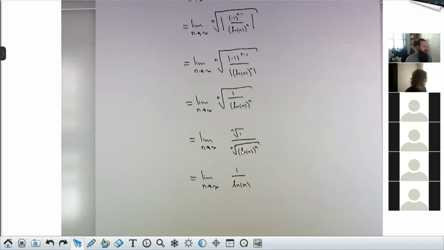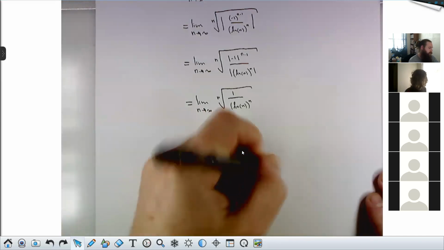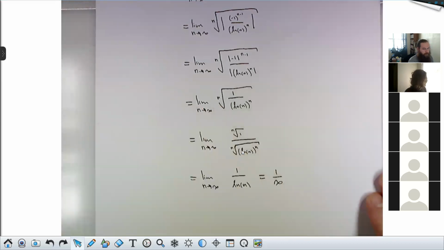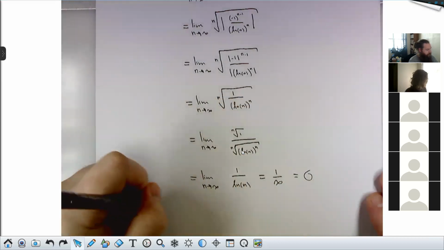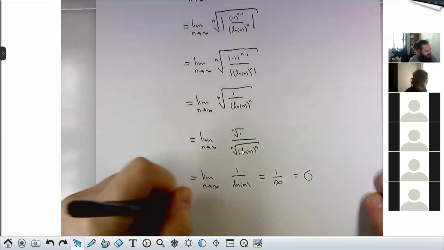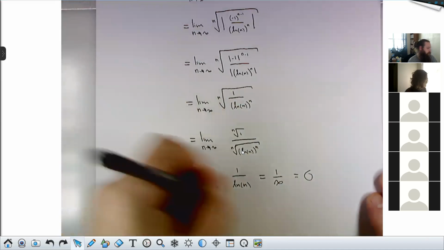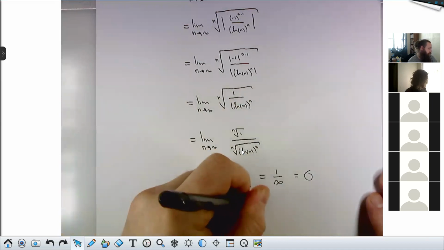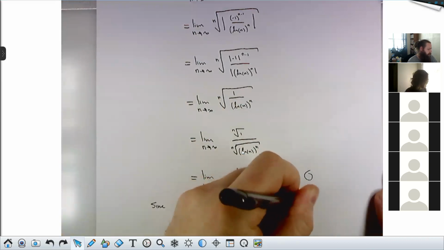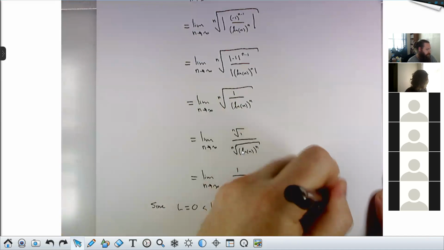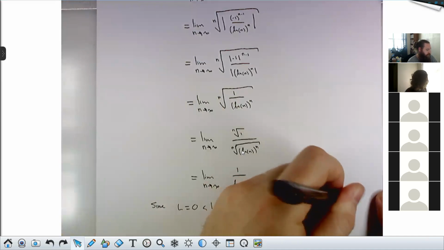And what is that limit? Very good. Yeah, the natural log of n on its own goes to infinity as n goes to infinity. So this is 1 over infinity, which is 0. So here, since L equals 0 is smaller than 1, the series not only converges, absolutely.